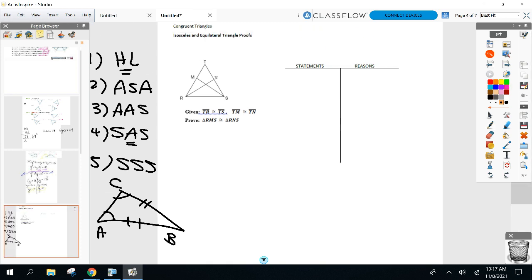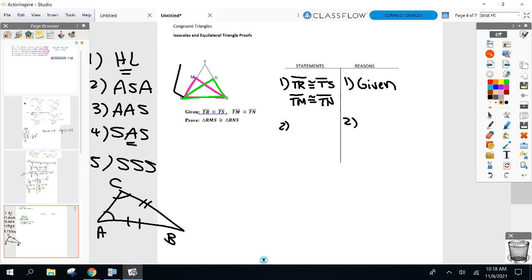I've got triangle RMS. Does everyone see the overlapping already here? And RNS. TR, TS.